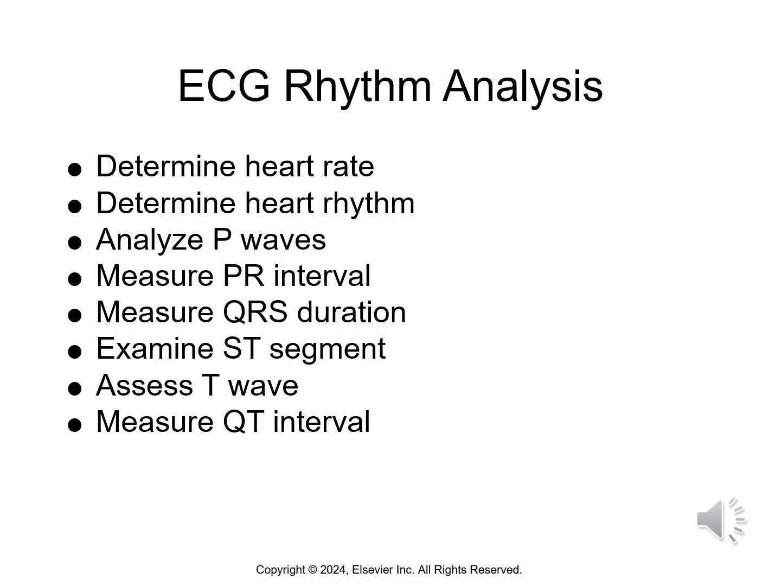We want to determine the heart rhythm. We want to assess for atrial and/or ventricular regularity. Heart rhythms can be either regular or irregular. Irregular rhythms can be regularly irregular, occasionally irregular, or irregularly irregular.